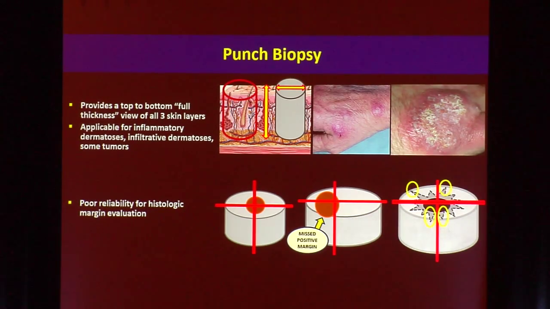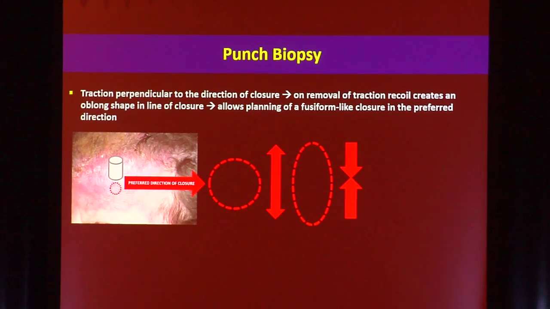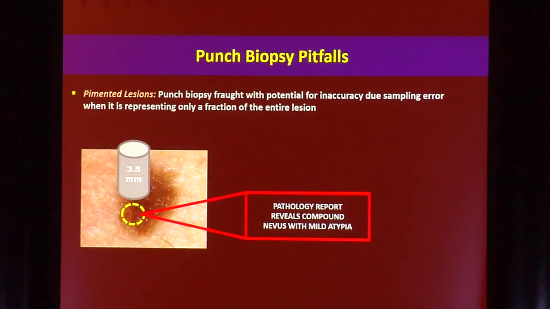The other thing about punches that becomes very important, and I'll show you that in a minute, is if you're punching something, you want to predict your line of closure, and you want to pull the tissue perpendicular to that, because when it recoils, it's not going to be round. It's going to turn into more of an ellipse. So if you're at a line where you want to close, you want to pull perpendicular to that. But let's look at a punch biopsy pitfall.